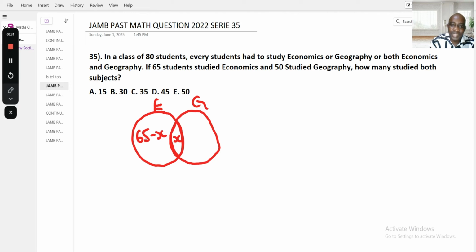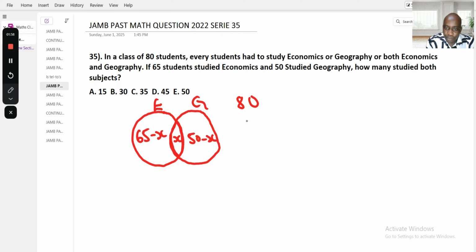We want the people that study only economics, so you have to remove the number X that study both subjects. The same thing applies to geography. We say 50 minus X, to remove the number of people that study both economics and geography, so that it will give us only the people that study geography. We were told that the total of the students in that class is 80. Therefore, we are going to add up everything.